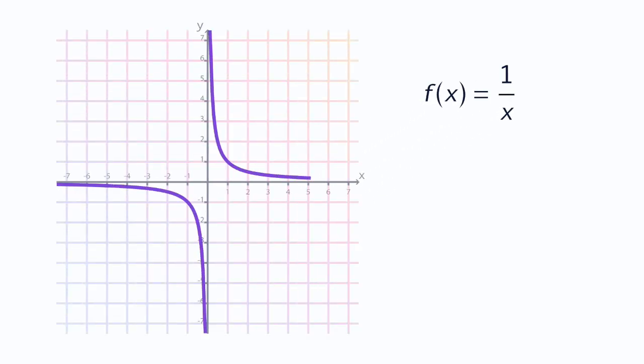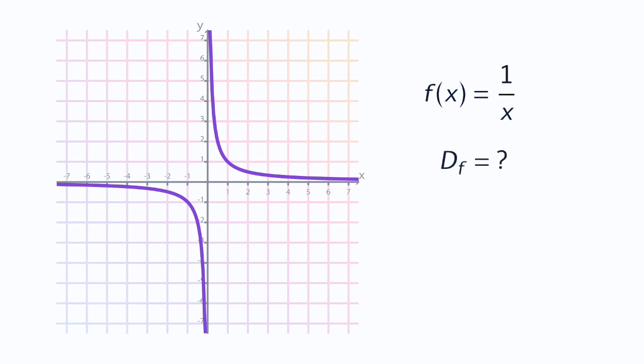Say you have the function f of x equals 1 over x. Here you see the function's graph. You study the graph and notice how it splits into two branches around the origin, x equals 0 and y equals 0. What's going on here? Well, f of x is a fraction, where x is in the denominator.